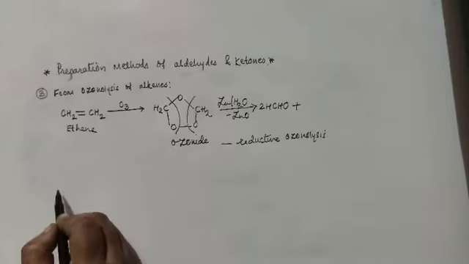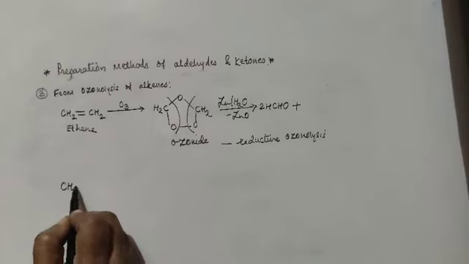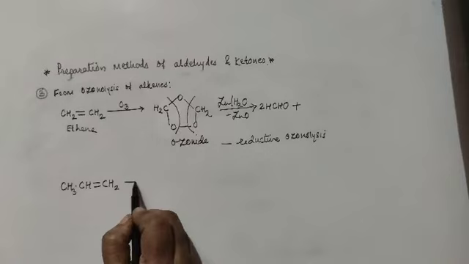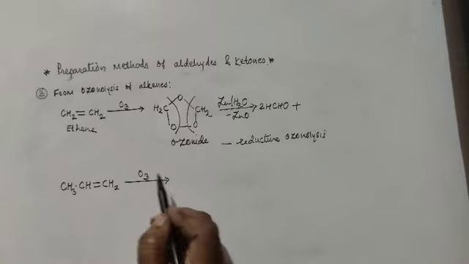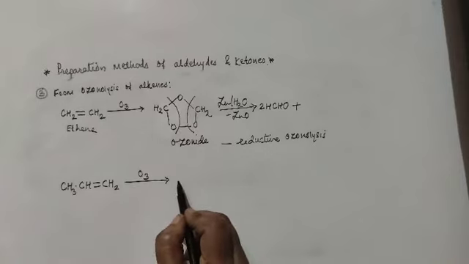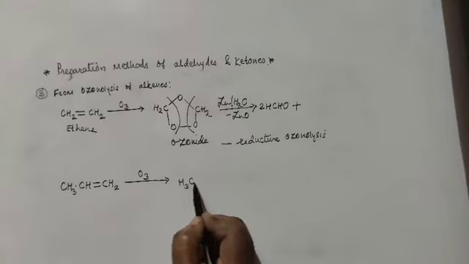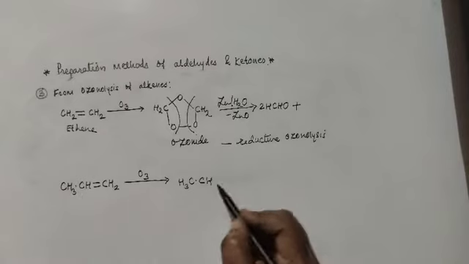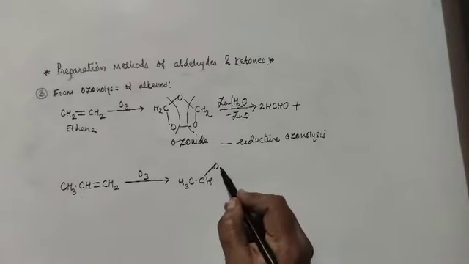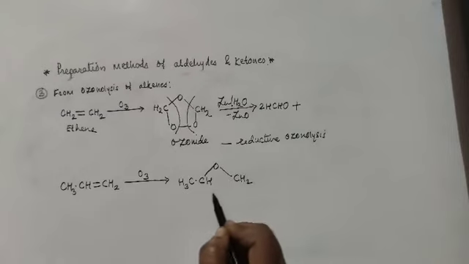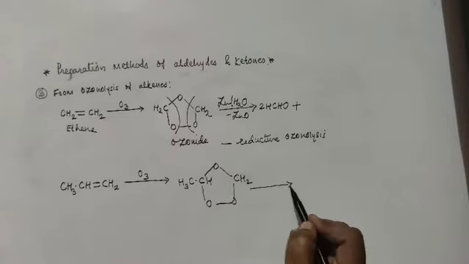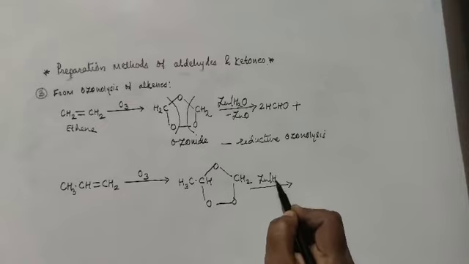We'll take one more compound, that is CH3-CH=CH2. Propene on treatment with ozone: there is addition of ozone across the double bond, which is present in between CH2 and CH, and this again on treatment with zinc and water molecule.